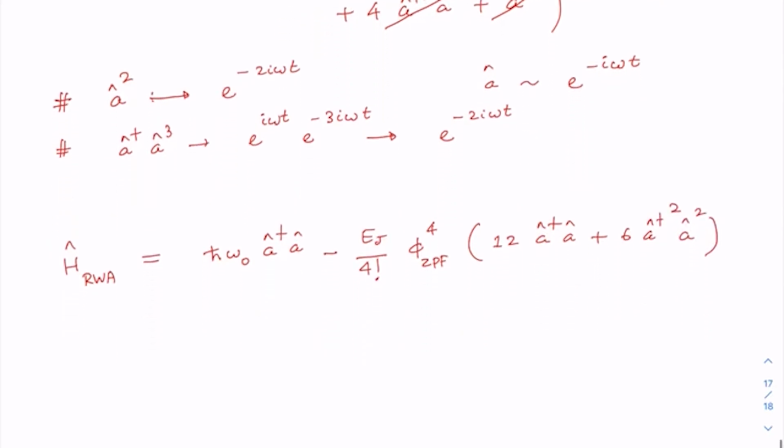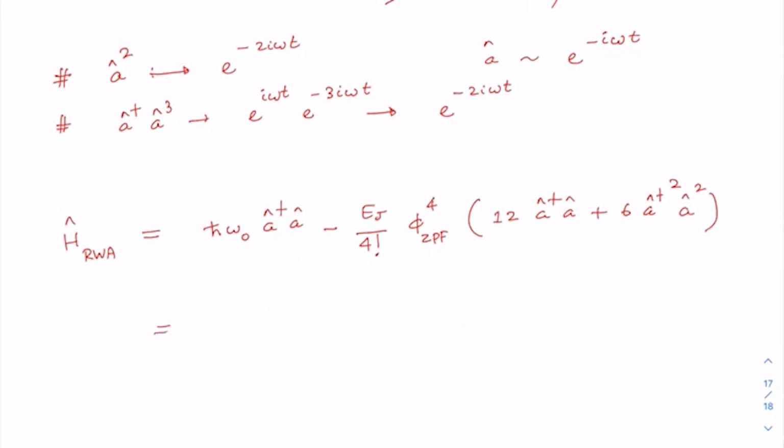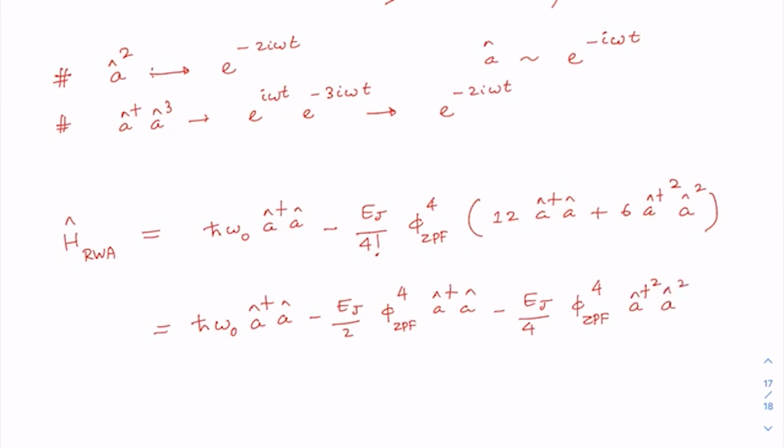All right, now let me simplify this further. We have h cross omega 0 a dagger a minus Ez by 2 phi ZPF to the power 4 a dagger a minus Ez by 4 phi ZPF to the power 4 a dagger square a square.